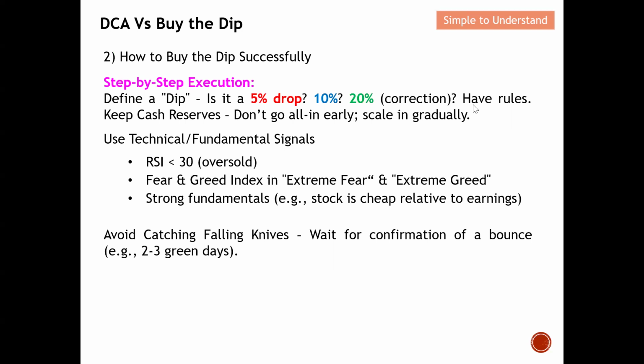Once we have the rules, we need to keep a cash reserve. Keep discipline, and don't go all in at one time, because dips can happen many times. If you go all in suddenly, then you will not have any capital left to invest. So you need to scale in gradually.